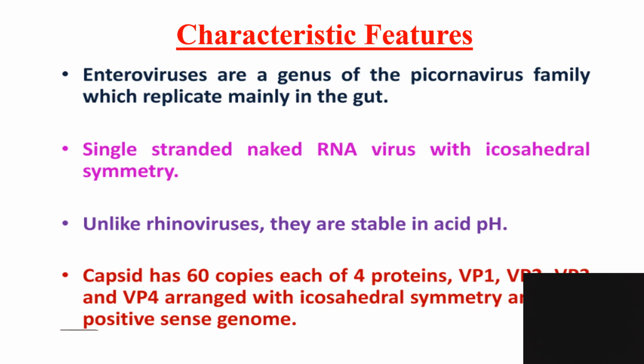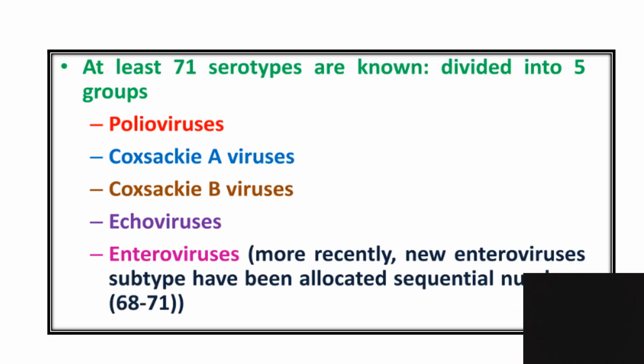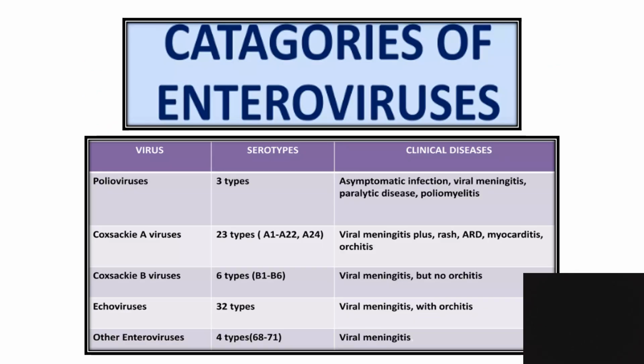The capsid has 16 copies of each protein, and with various proteins they are arranged in isohedral symmetry. These are their characteristic features. At least 71 serotypes of these enteroviruses are available, including polioviruses, which cause polio, Coxsackie A and B viruses, echoviruses, and enteroviruses. Enteroviruses are the main concern here, and they mainly infect our guts.